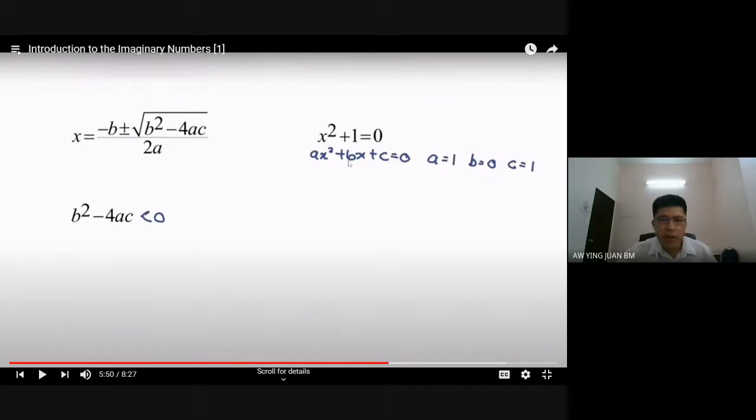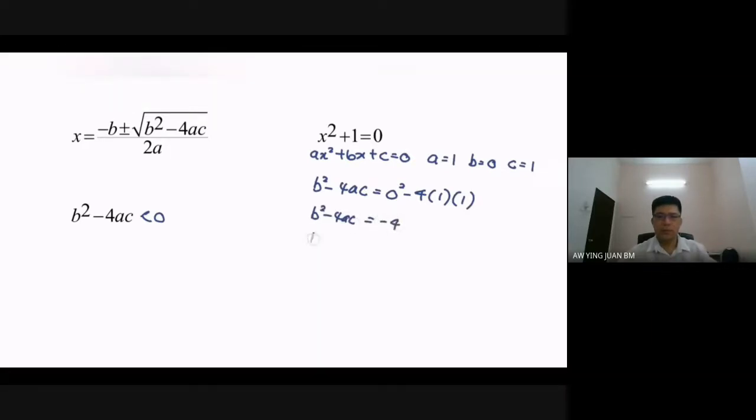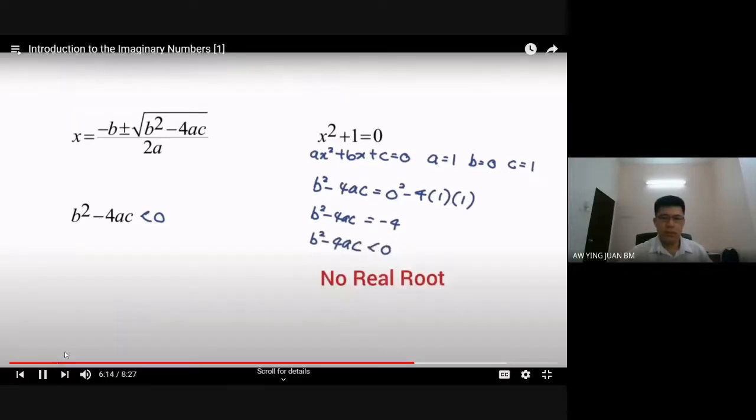It must refer to the quadratic equation. Okay, where we have the value a is the coefficient of x squared. The value for b is the coefficient for x. And the c is the coefficient for x to the power of 0. Maksudnya constant. So saya sudah extract the values a, b, c. Next is to substitute. Okay, substitute. So finally, b squared minus 4ac is equals to negative 4. And we can say b squared minus 4ac is less than 0, meaning that there is no real root.